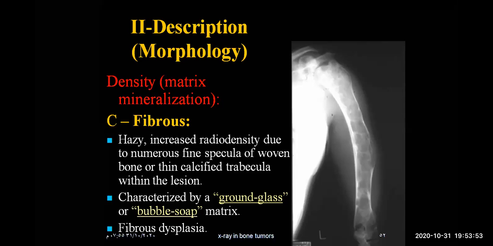This is bubble soap appearance. And the striking example is fibrous dysplasia. Fibrous dysplasia. Ground glass or bubble soap appearance.